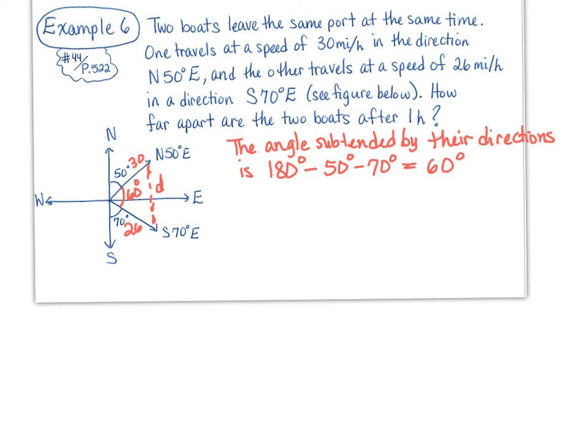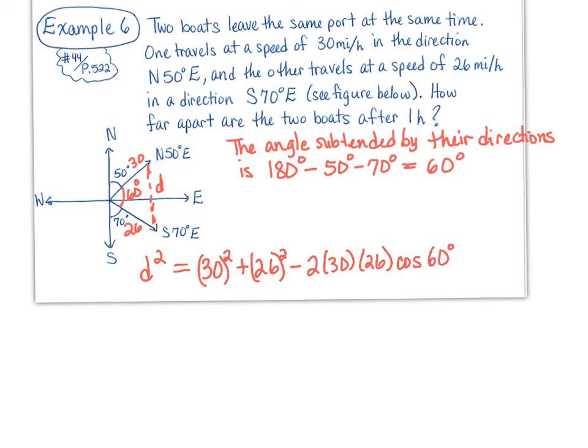Law of cosines. Good. We use the law of cosines. So that means D squared is equal to what? Walk me through it. 30 squared plus 26 squared, minus 2 times 30 times 26, cosine of 60 degrees. Good. If you entered that entire right-hand side in your calculator, you're going to get D squared equals 796. So D is equal to the square root of 796.